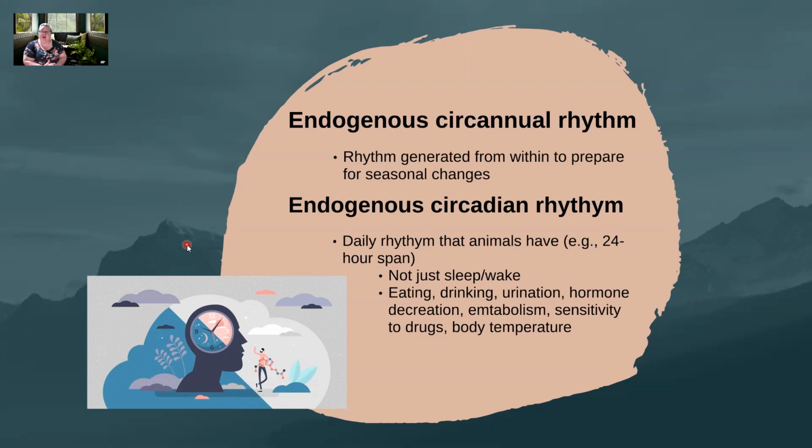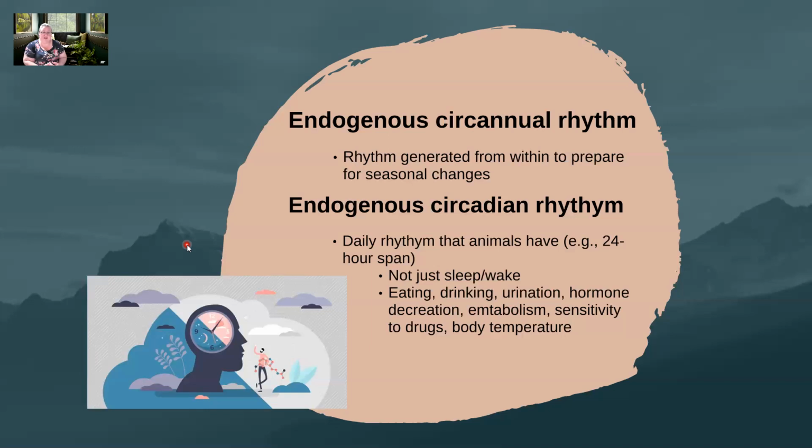So that's an example of the endogenous circannual rhythm. And then we've got the endogenous circadian rhythm. And I know for me, when I hear that word circadian, that's when I think more of human beings and our natural rhythms that we have. And so typically you think about us as human beings, our circadian rhythms, you think about that 24-hour span. There's 24 hours in a day. And so we have this 24-hour daily rhythm.